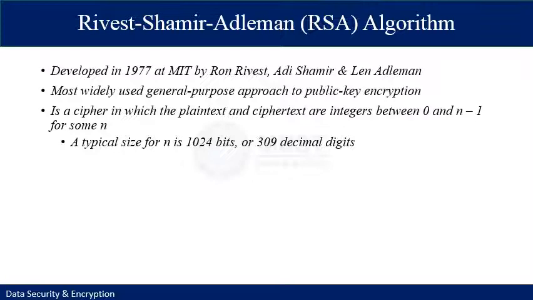So the RSA algorithm is a cipher in which the plain text and the cipher text are integers, and they range from 0 to n minus 1 for some given n. A typical size for the number n is usually 1024 bits, or 309 decimal digits.